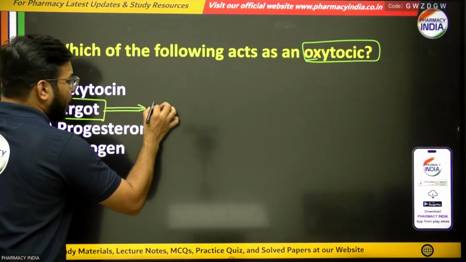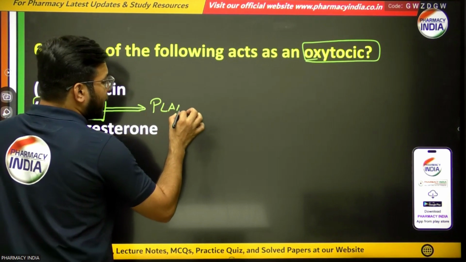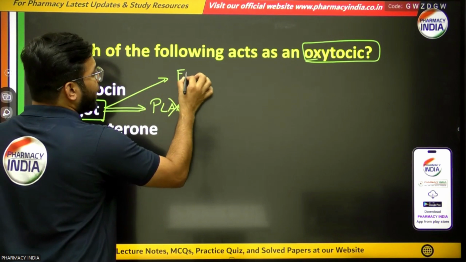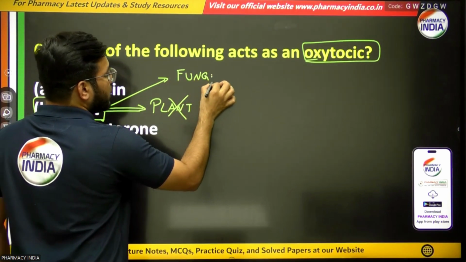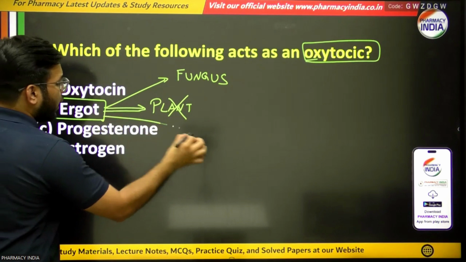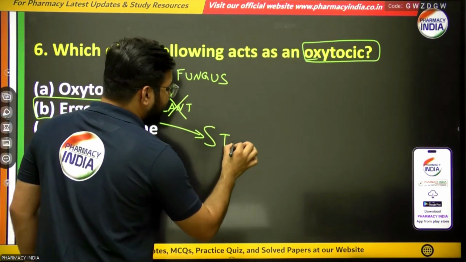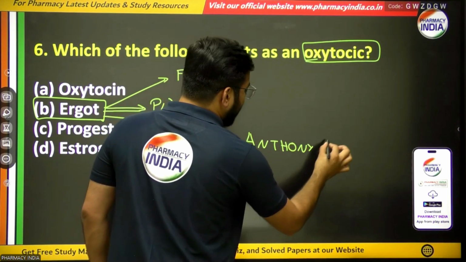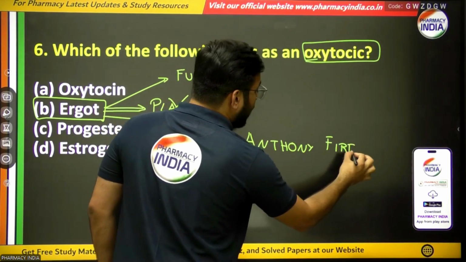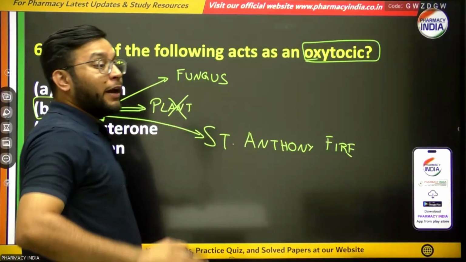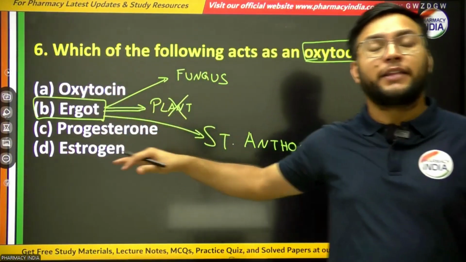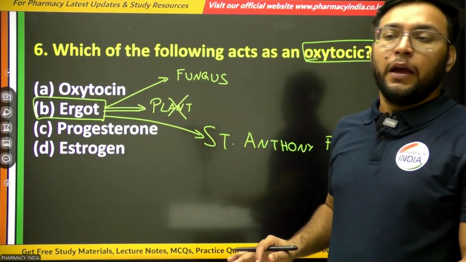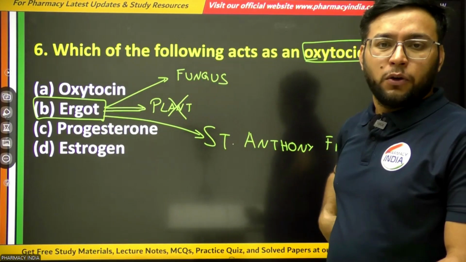Ergot is not a plant. Let me be clear, it is not a plant. It is a fungus. Yes. And its synonym is Saint Anthony's fire. Its other name is fire, and it is a fungus because it spreads like a fire. That's why its synonym is Saint Anthony's fire. And it is an oxytocic.